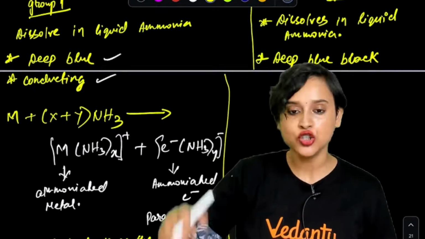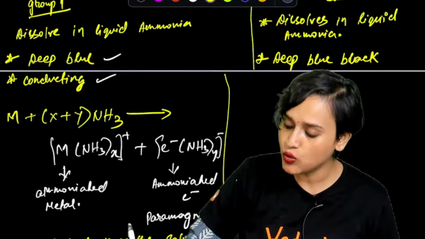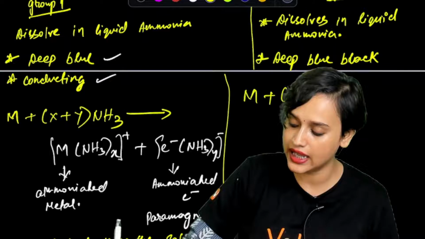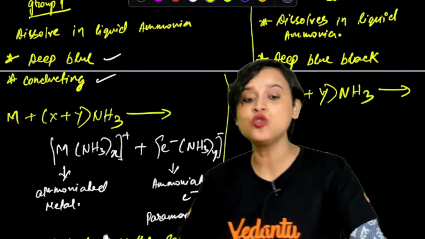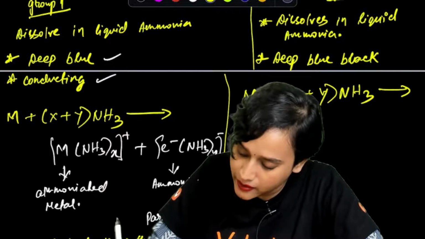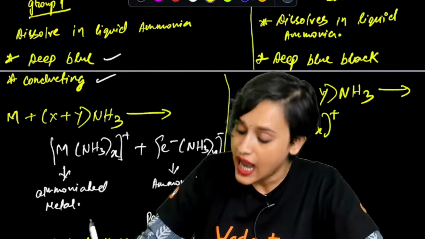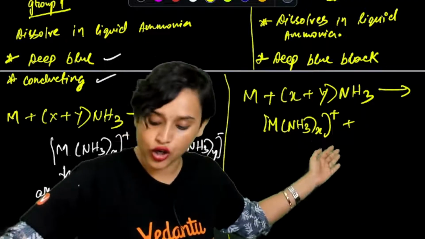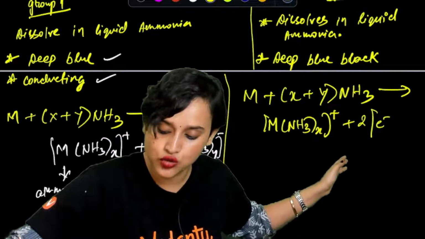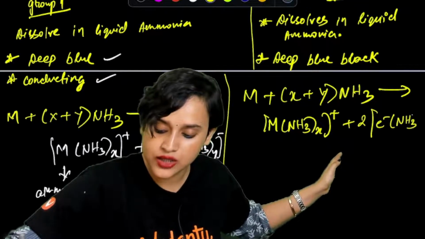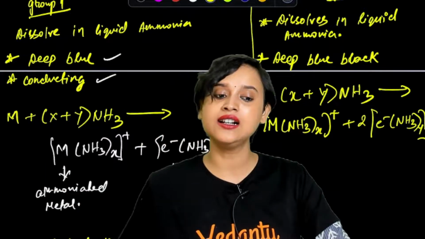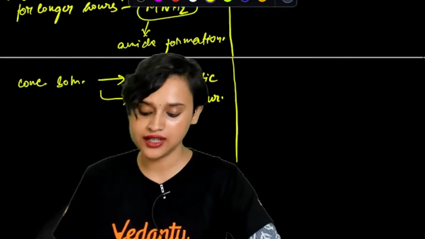Now moving on to group 2. In group 2, what is the kind of reaction that you will see? M plus x plus y NH3 will give you, once again, ammoniated metal, which is the positive part, and you will also see the ammoniated electron. However, just to balance it, this time you will see 2 of this. Is this clear, guys? So reaction with liquid ammonia is also done.